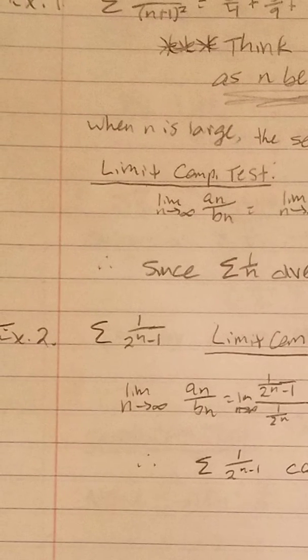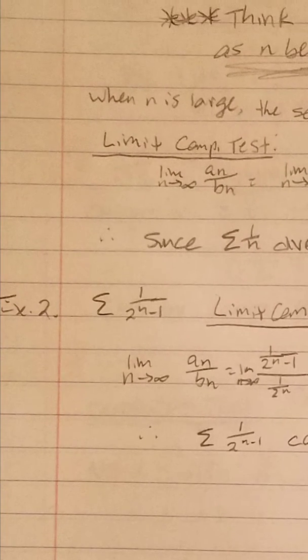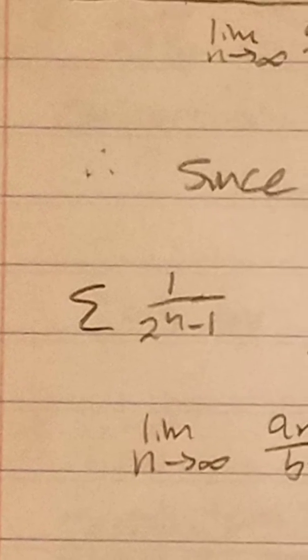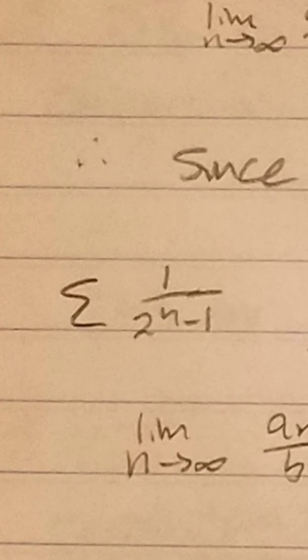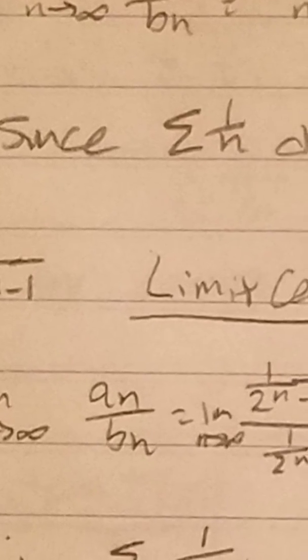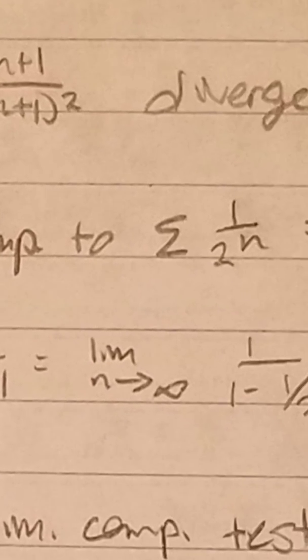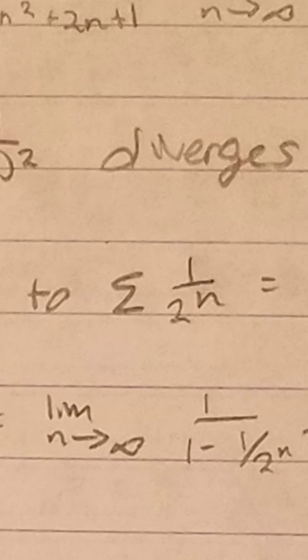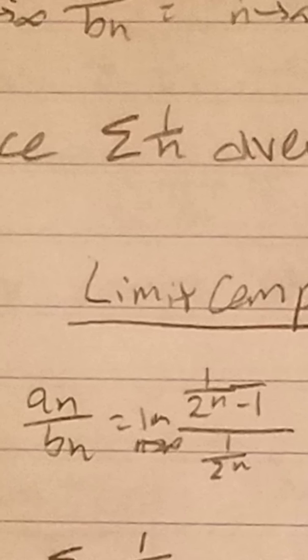Let's try uno mas, and then we'll be done, I promise, because I have rambled long enough. So we've got the summation of 1 over 2 to the n minus 1. Well, what does that look like? It looks a little bit like the summation of 1 over 2 to the n. Actually, it looks a lot like the summation of 1 over 2 to the n. I hope you can see that.